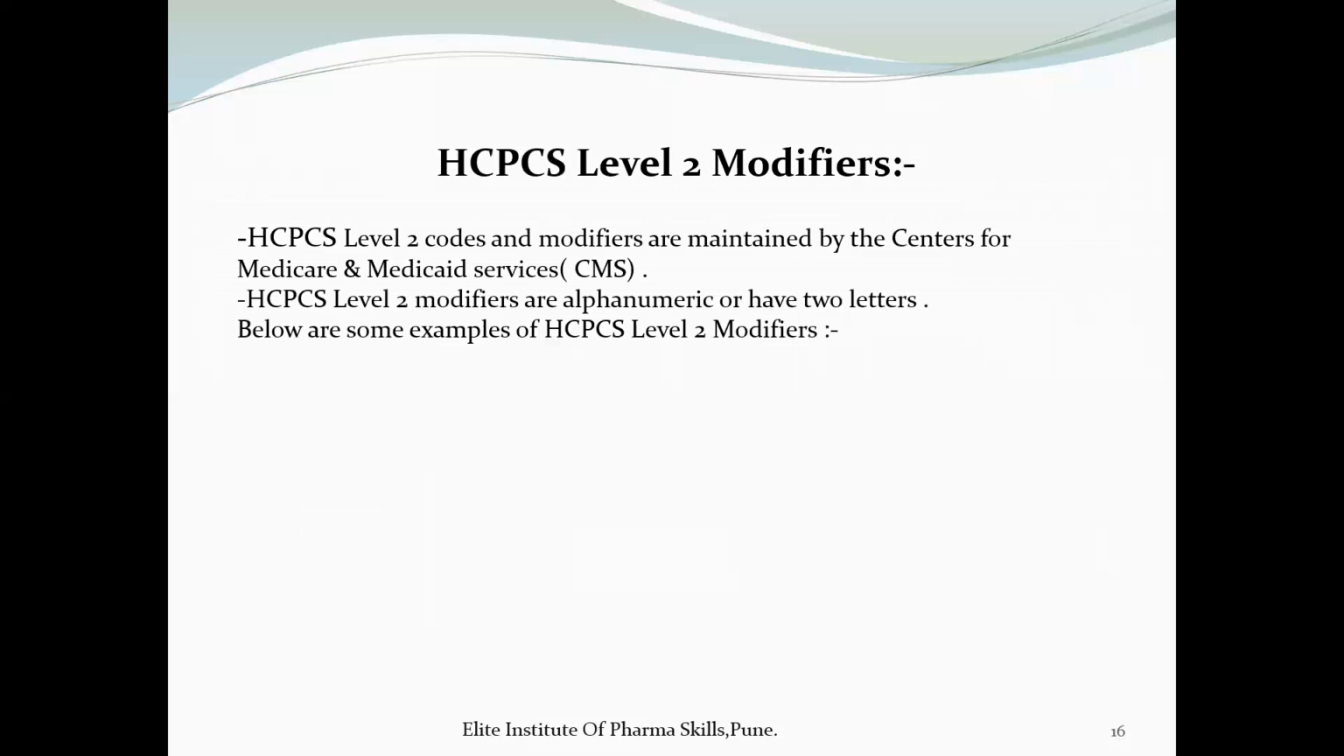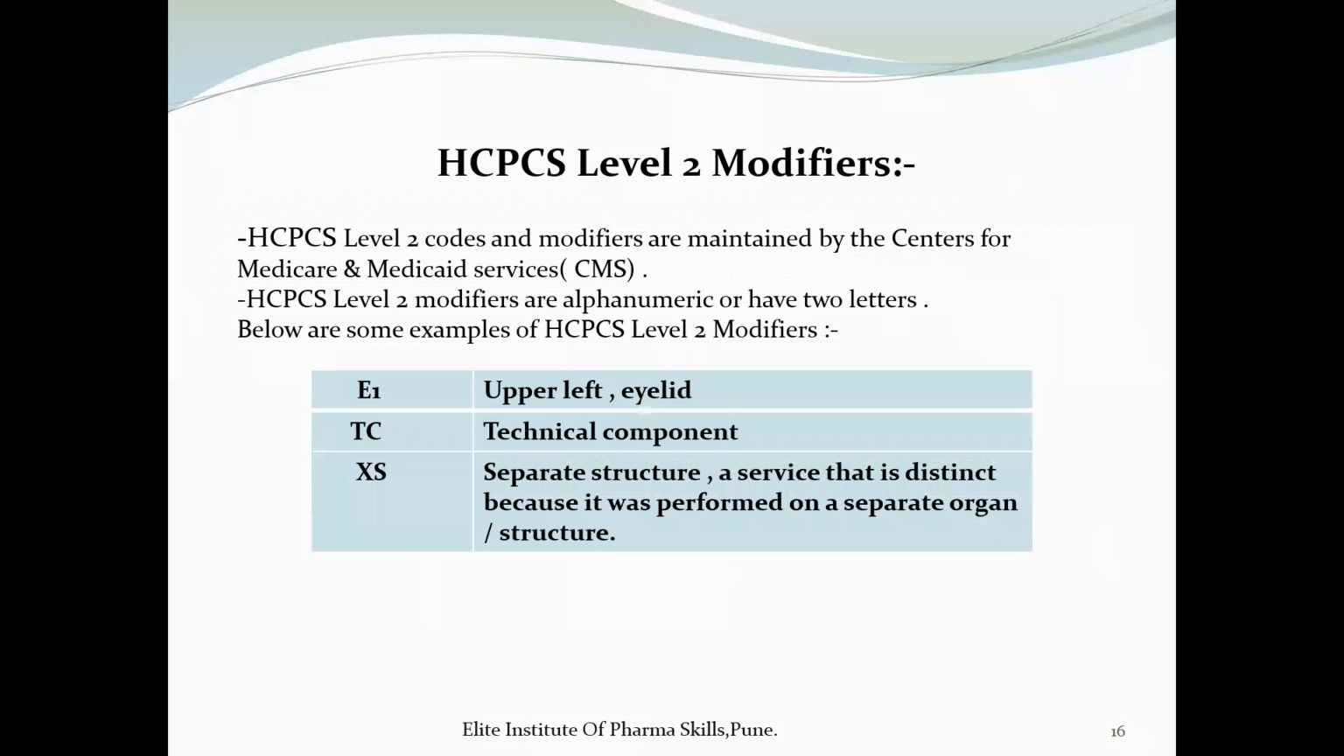Now we'll see the HCPCS Level 2 modifiers. HCPCS Level 2 codes and modifiers are maintained by the Centers for Medicare and Medicaid Services, that is CMS. HCPCS Level 2 modifiers are alphanumeric or have 2 letters. Below are some examples of HCPCS Level 2 modifiers. E1 stands for upper left eyelid. TC, technical component, and XS stands for separate structure, a service that is distinct because it was performed on a separate organ or structure.